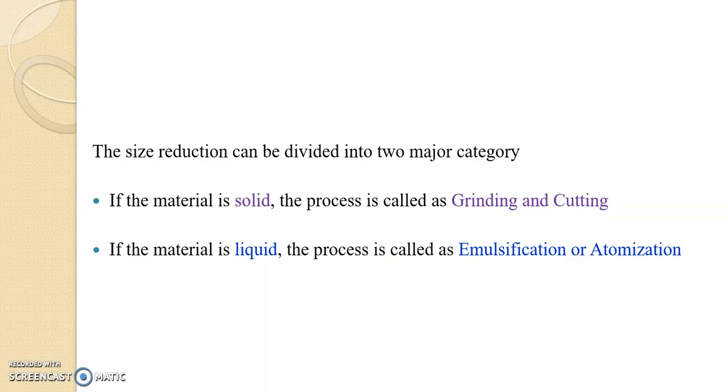Size reduction process is majorly divided into two categories. If the material is solid in nature, then this process is called dry cutting, and if the material is liquid in nature, we call it emulsification or atomization.